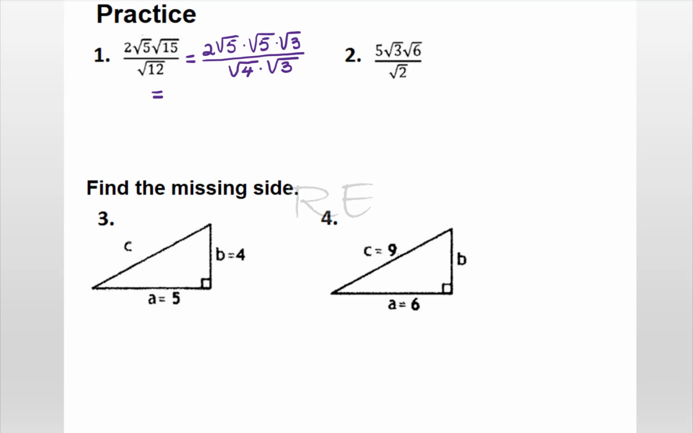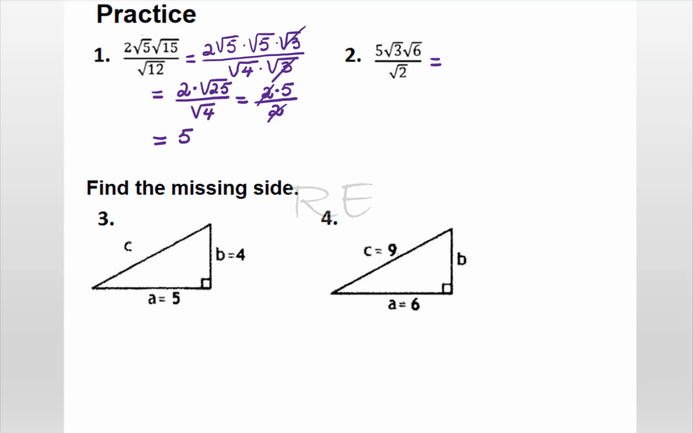Now, square root of 3 over square root of 3 cancel. We're left with 2 square root of 25 over square root of 4. So it's 2 times square root of 25, which is 5, divided by 2. And the 2 cancel. The final answer is 5.